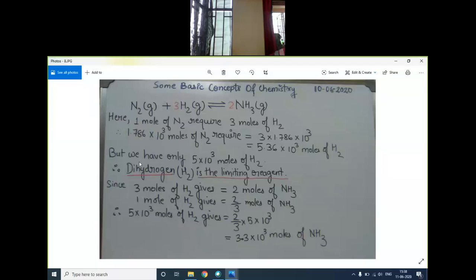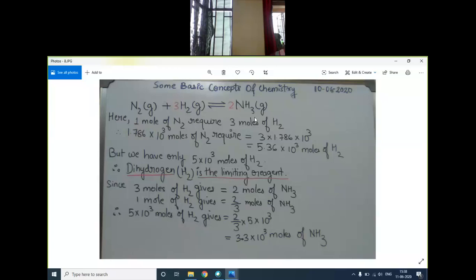How much amount is required is not present over there. It is present in lesser amount. So it will decide the amount of product as it becomes the limiting reagent. Since we know limiting reagent decides the amount of product, we will make a relation between hydrogen and product. How much hydrogen is required to make the product? That relation we will take.